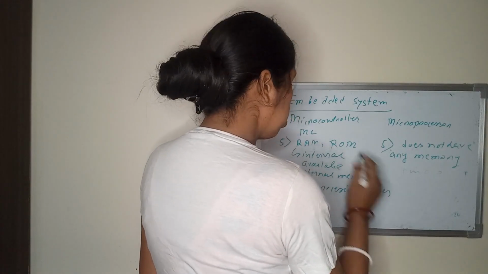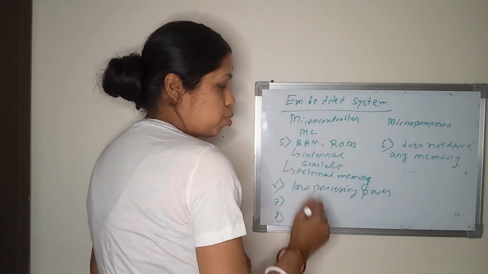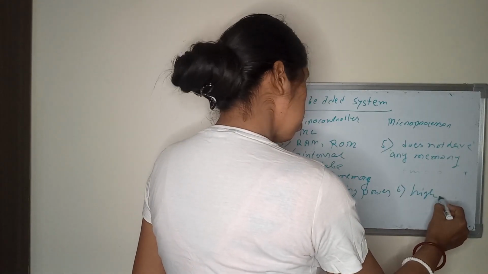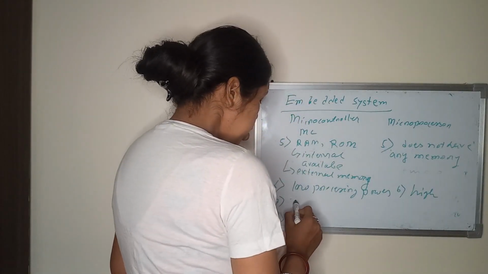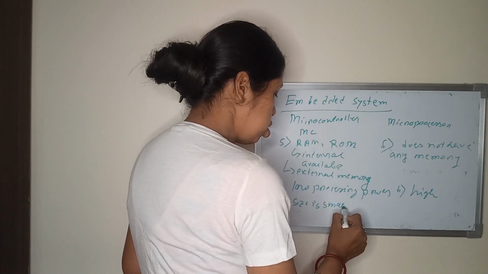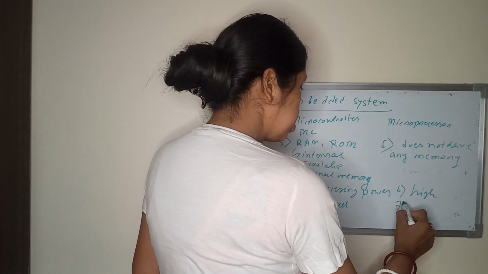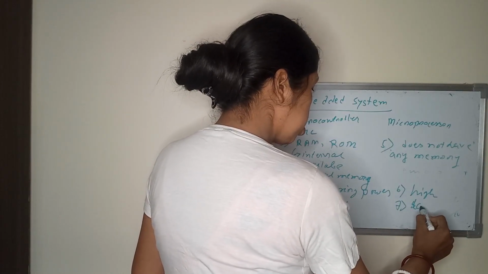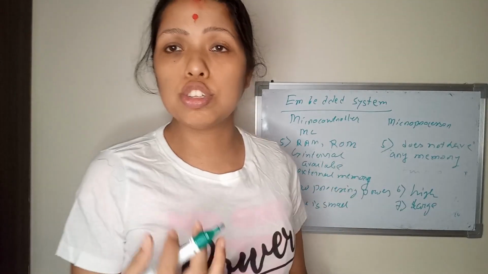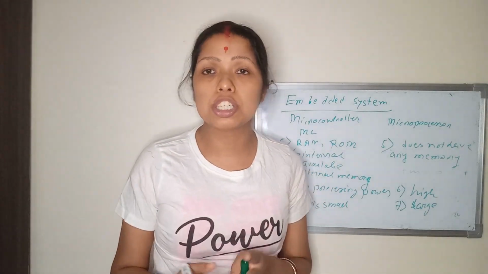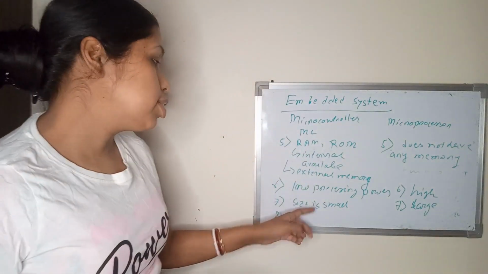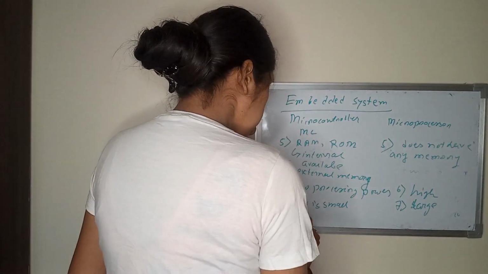So in order to operate the microcontroller, it needs low processing power, and here it is high. Here also the size is small. Here the size is large. Suppose your computer will have the microprocessor. To design a microprocessor-based system, you need a large circuit. Here it is large, the size is small.